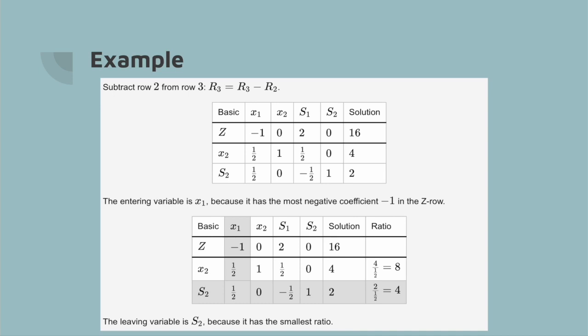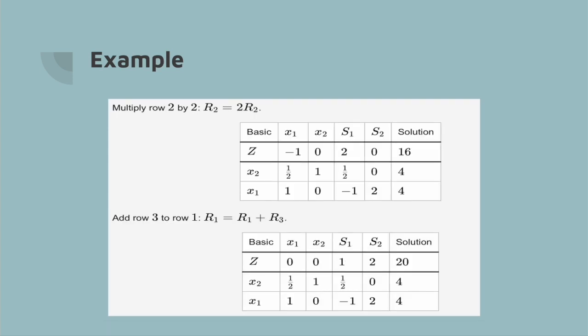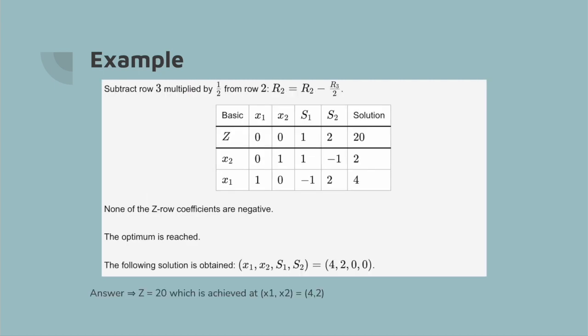In this iteration, the entering variable is x1 because it has the most negative coefficient, -1, in row 0, and the leaving variable is s2 because it has the smallest ratio. Now we have to do the same updates. That means we have to replace these two variables, multiply row 2 by 2, add row 3 to row 1, and lastly subtract row 3 multiplied by half from row 2.